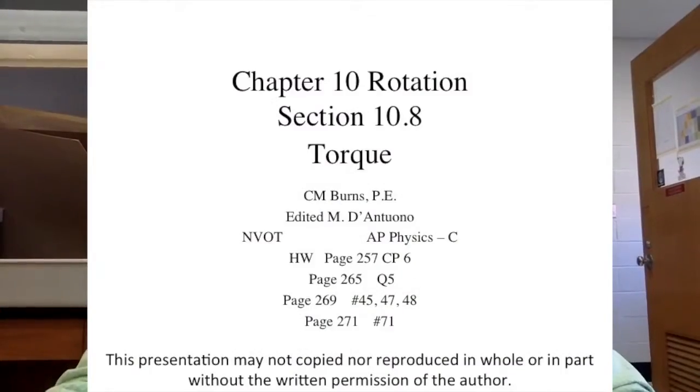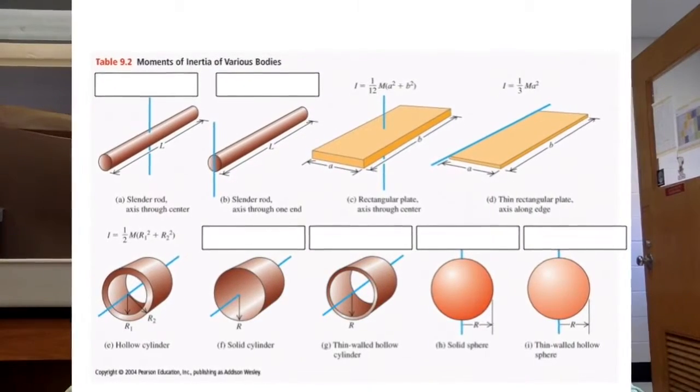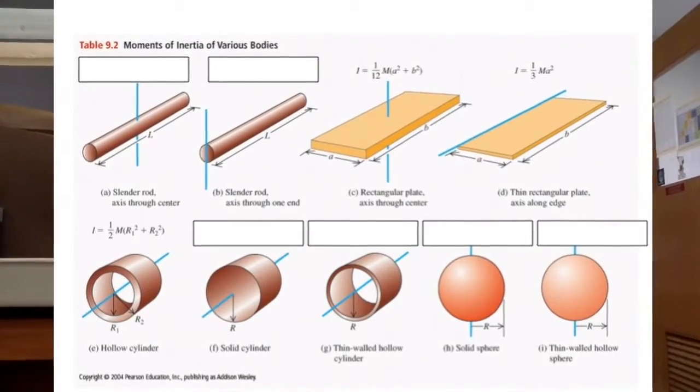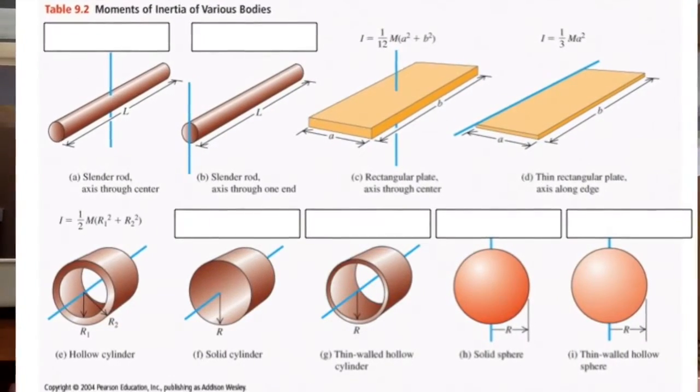So for 10.8, we'll start out just with a reminder about the moments of inertia you need to have memorized. It's all of them except for the plates. So the thin rod through the center, through the edge, a disc, cylinder or ring, thin-walled sphere or a solid sphere. Those are the ones you need to have memorized.